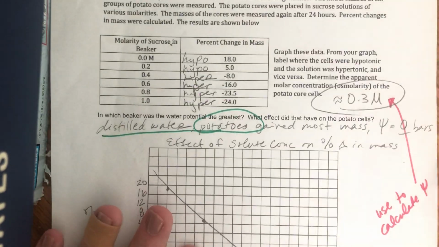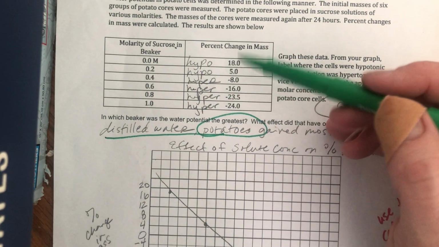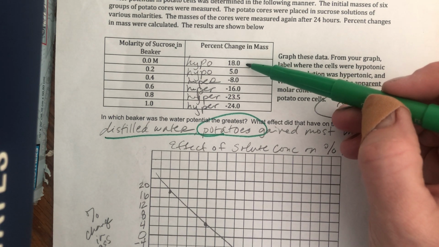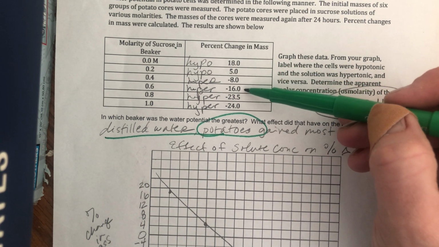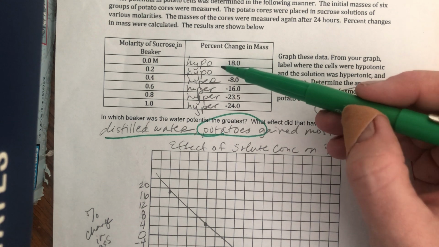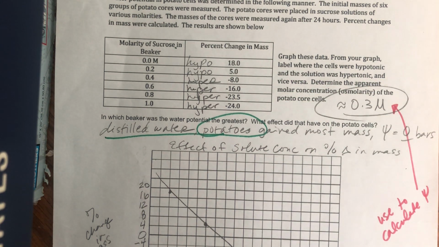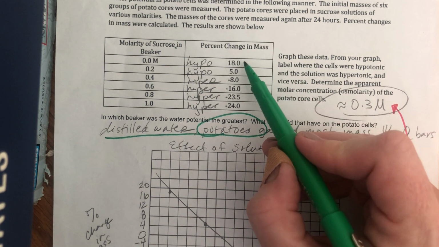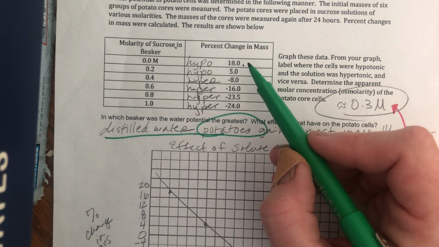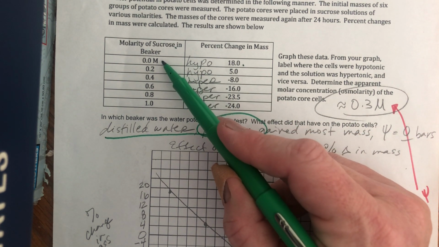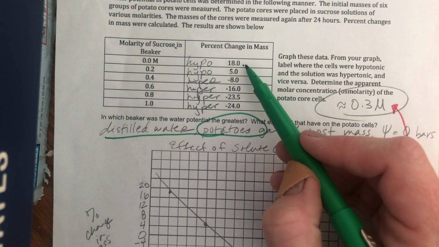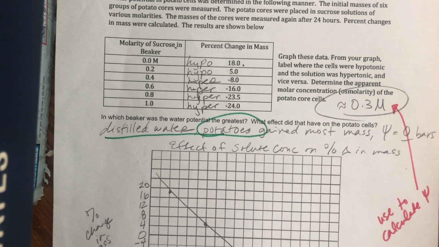All right. Anyway, it's in sucrose. Gains, loses. We know that this must correlate to the hypo/hypertonicity of the environment. Because if the cells are gaining mass, it must be that distilled water has less solute concentration than the potato cells themselves, right?